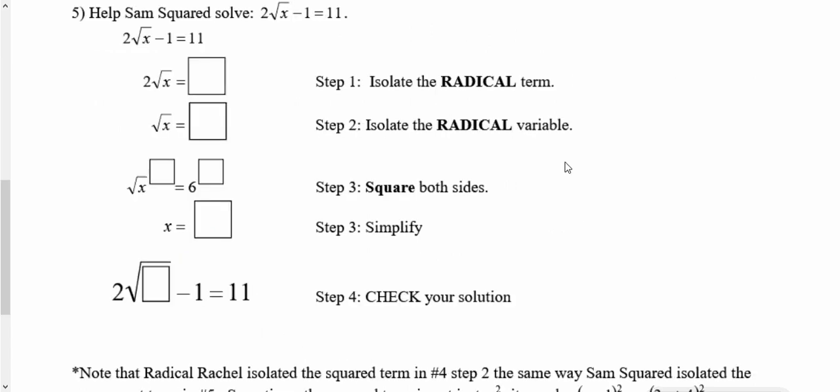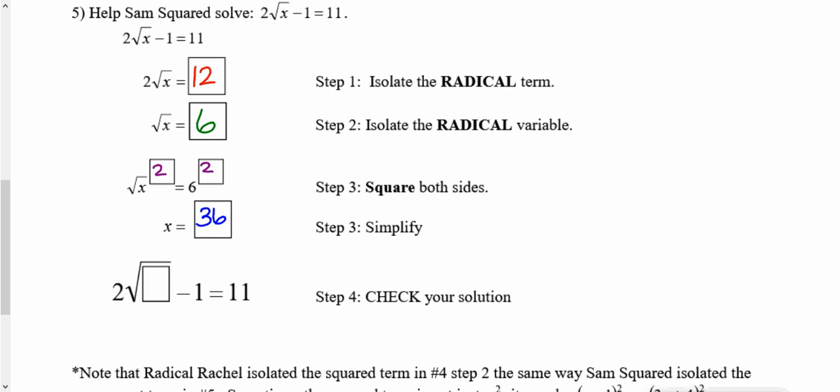In example 5 here, we're trying to solve a radical equation. So again, we need to get the square root by itself. How do we get the square root by itself? We would add 1 to both sides. Then, just like before, we would have to divide both sides by 2 to get the square root by itself. Next, we have to undo the square root. So the opposite of square rooting is squaring. So now I'm going to square both sides. Then I just simplify. 6 squared is 36.